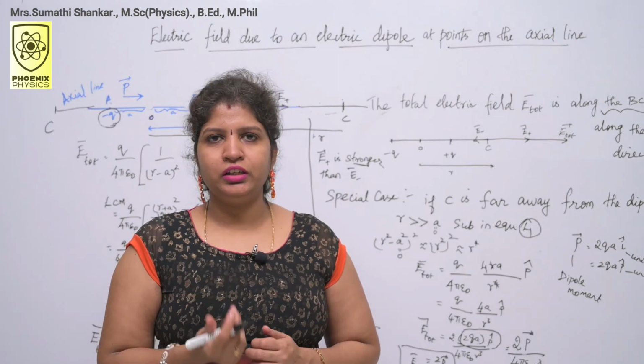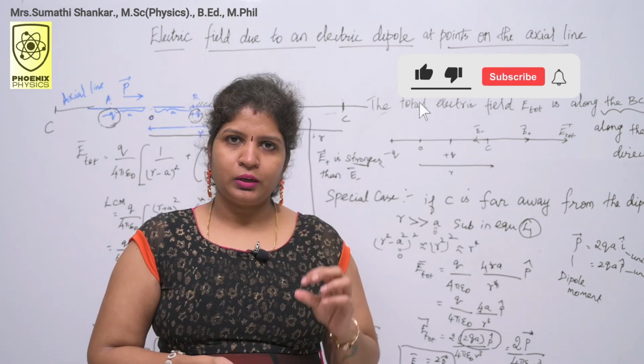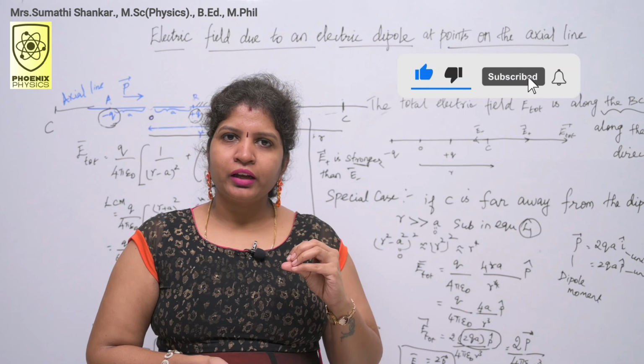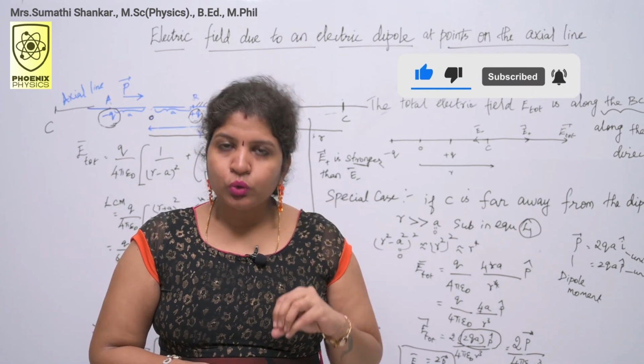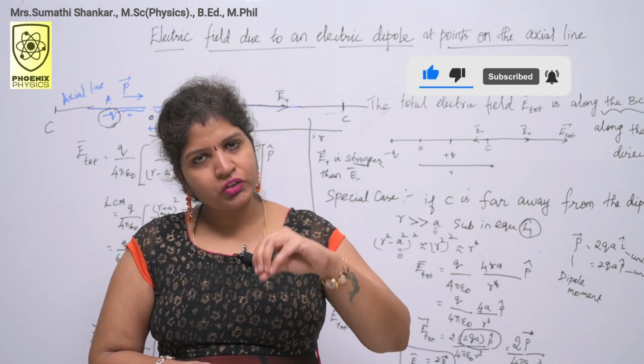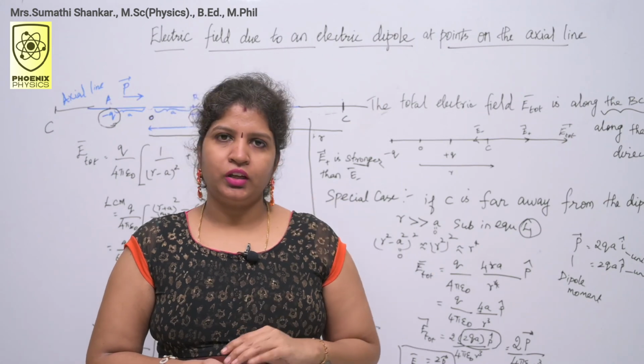In this class we discussed what a dipole is, and how to derive the electric field due to a dipole at a point C on the axial line.